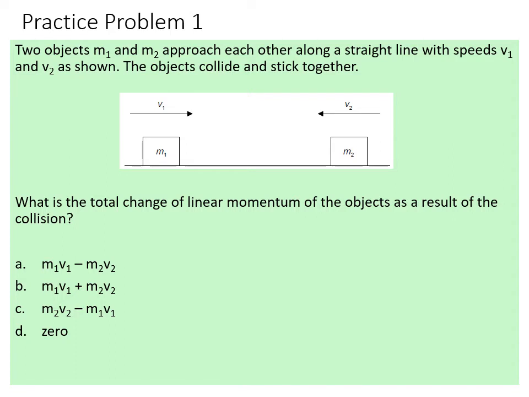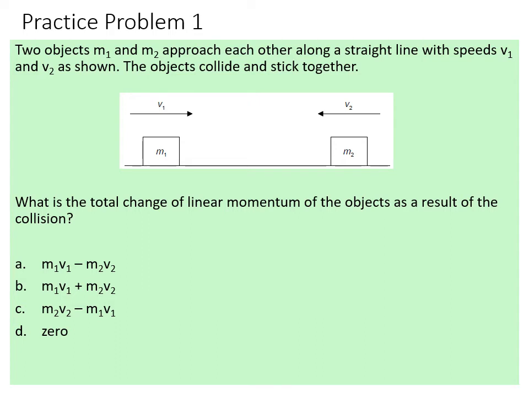So 2 objects, mass 1 and mass 2, approach each other along a straight line with speeds v1 and v2 as shown. They collide and stick together. What is the total change of linear momentum of the objects as a result of the collision?